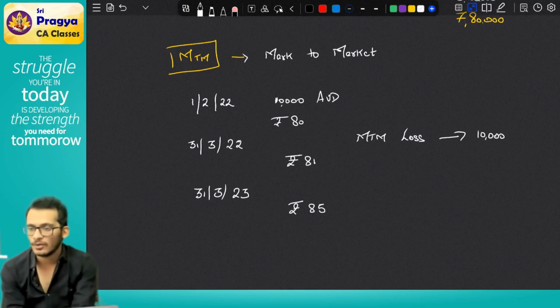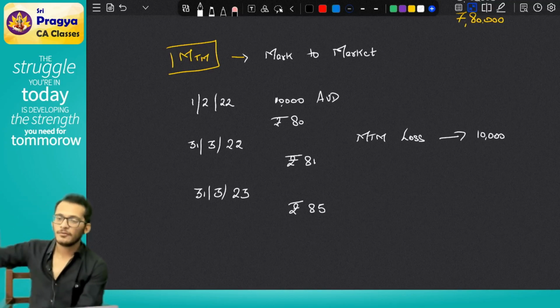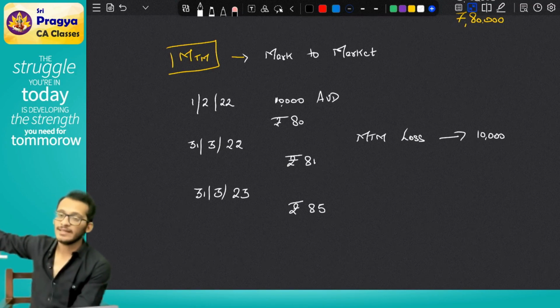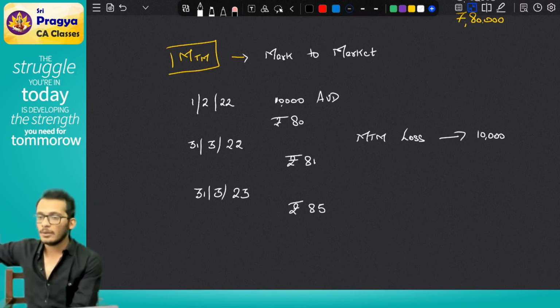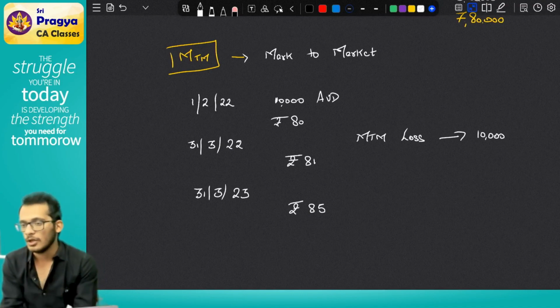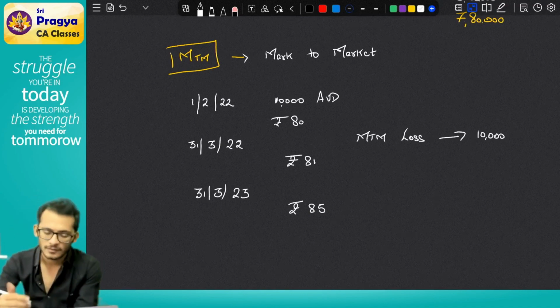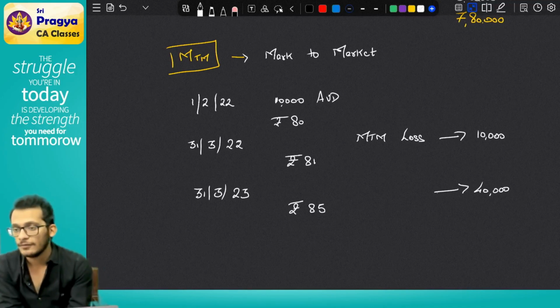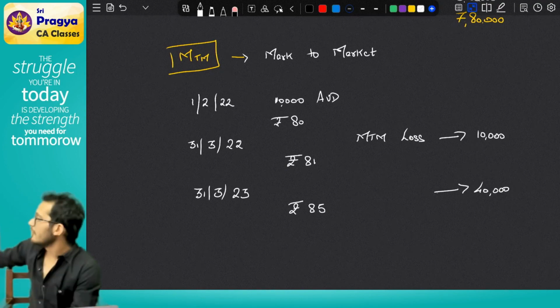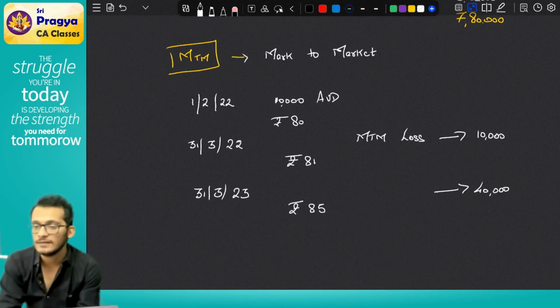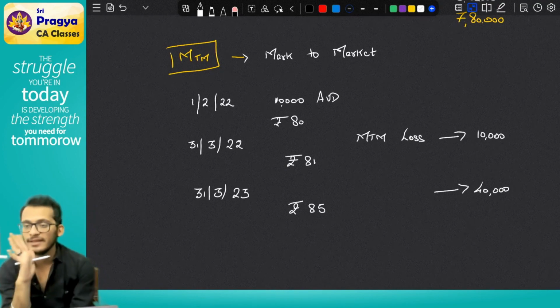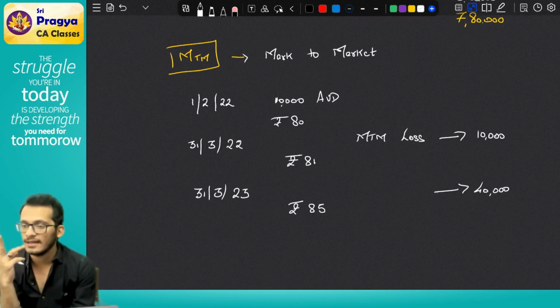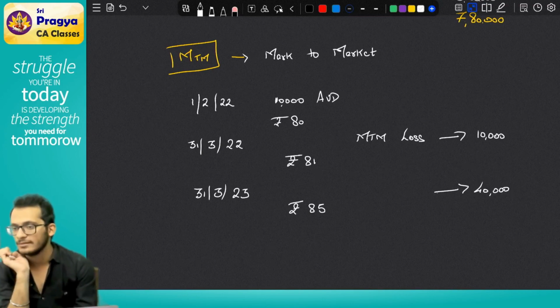Accounts will come and say, boss, you bought it for 80. I asked you to recognize 10,000 to make it 81. Now it has become 85, which means you now have an extra 4 loss. I will ask you to recognize the 4 loss also. What is 4, Rahul? It is the difference between 85 and 81, because 1 rupee I already recognized last year. Balance is 4 rupees.